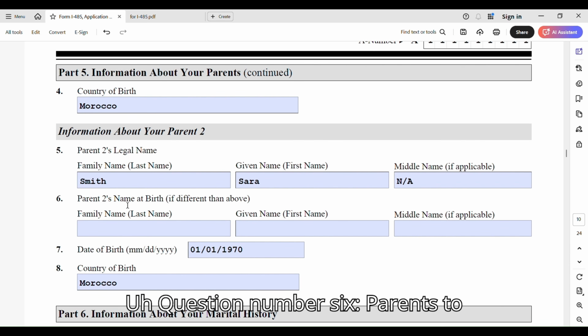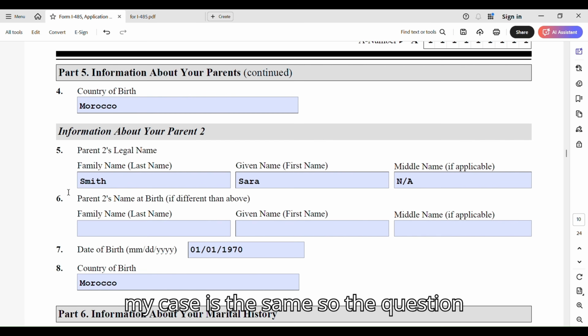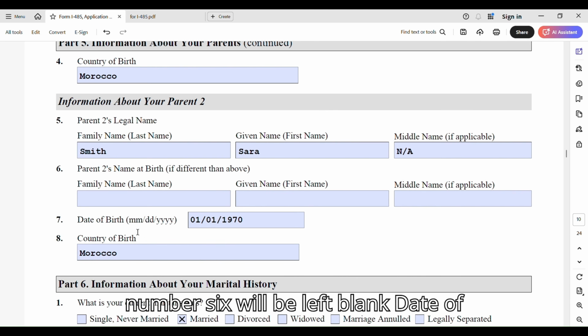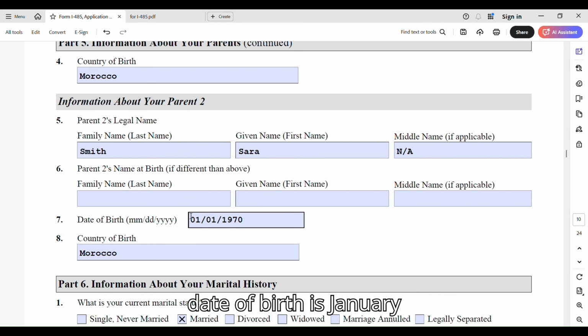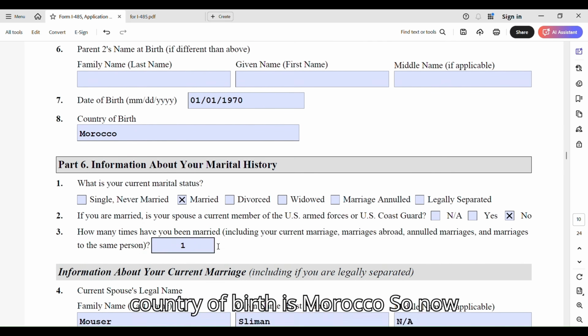Question number 6, parent 2's names at birth if different than above. In my case it is the same, so question number 6 will be left blank. Date of birth is question number 7. Date of birth is January 1st, 1970. Question number 8. Country of birth is Morocco.